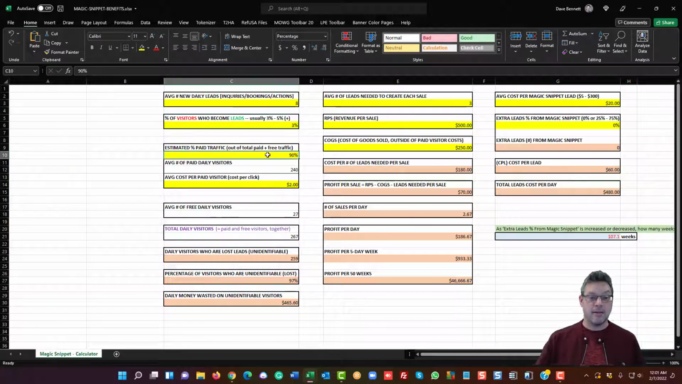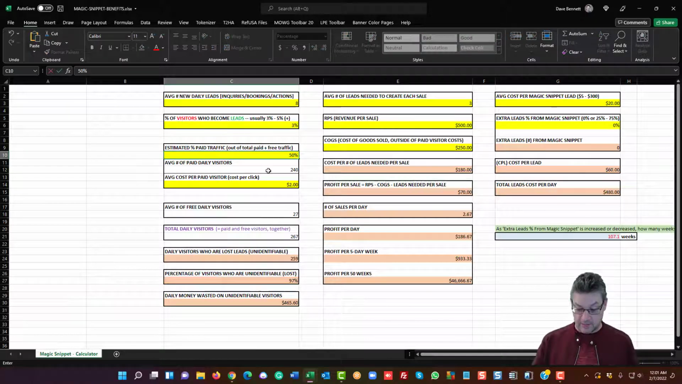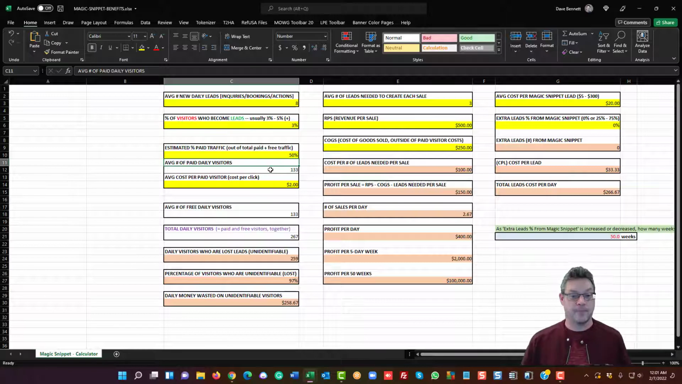All right, estimated percent of paid traffic out of your total paid and free traffic. Do you mainly pay for ads and some guys also come to your website organically? Or does all of your traffic come from ads? No one comes organically? Or does all your traffic come organically? Or maybe you just pay for 10% of your traffic and the other 90% comes through organically. It's kind of rare that happens for anyone, but hey, just put it down. So if you pay for like 90% of your traffic, 50% of your traffic, 20% of your traffic, whatever it is, okay?